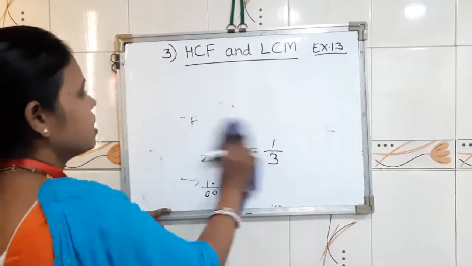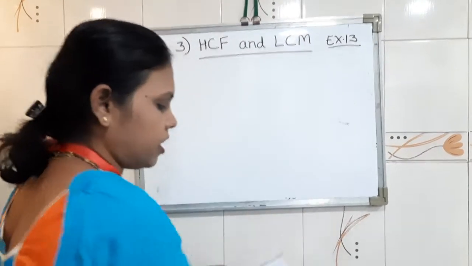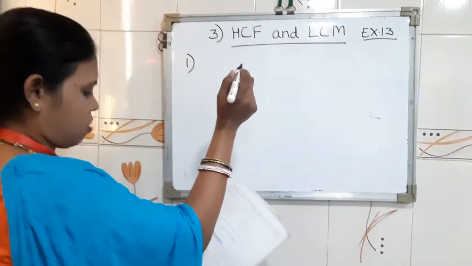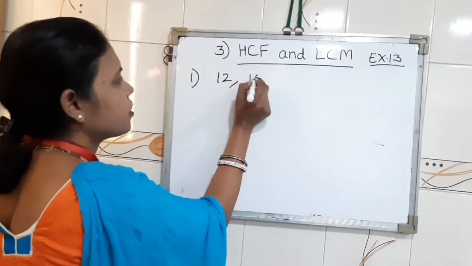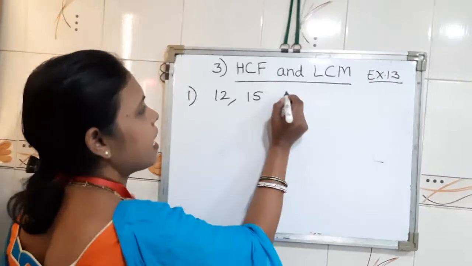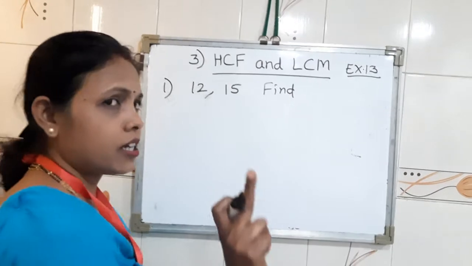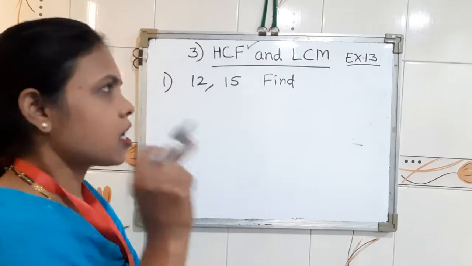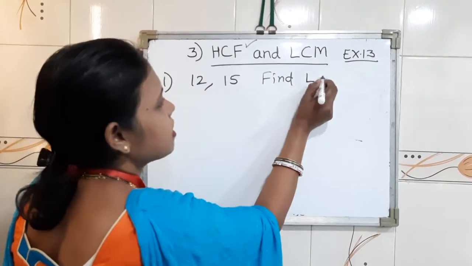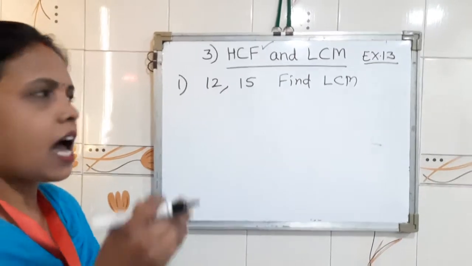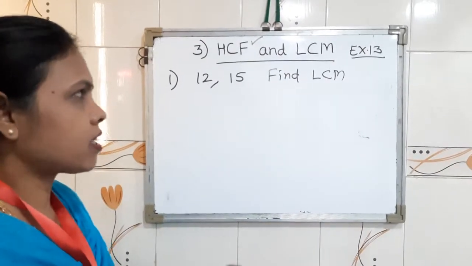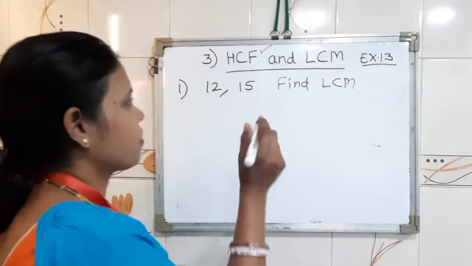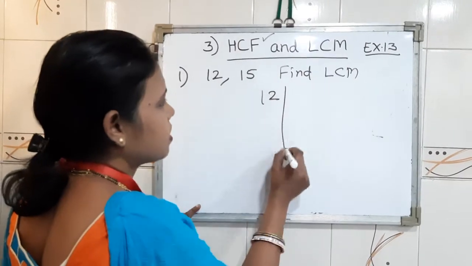So, children, here in exercise 13, first question is given: 12 and 15. And for this one, find LCM. What are we doing, children? Now we are entering our LCM. We had completed HCF. Now we have entered LCM. So children, as we find out prime factors for numbers, in the same method we will follow for LCM also. What we did, 12 and 15.